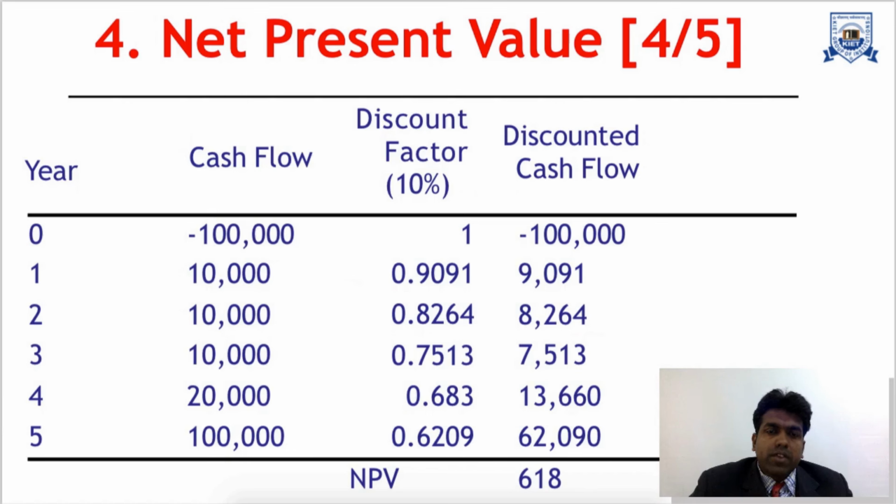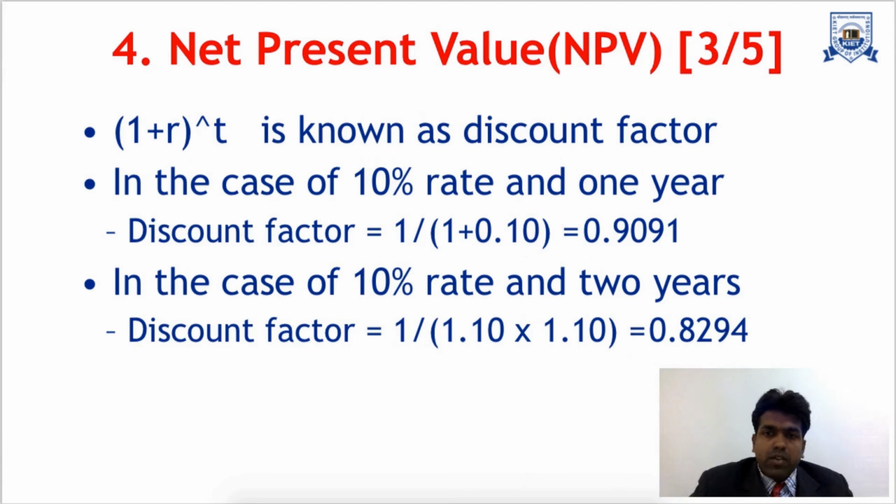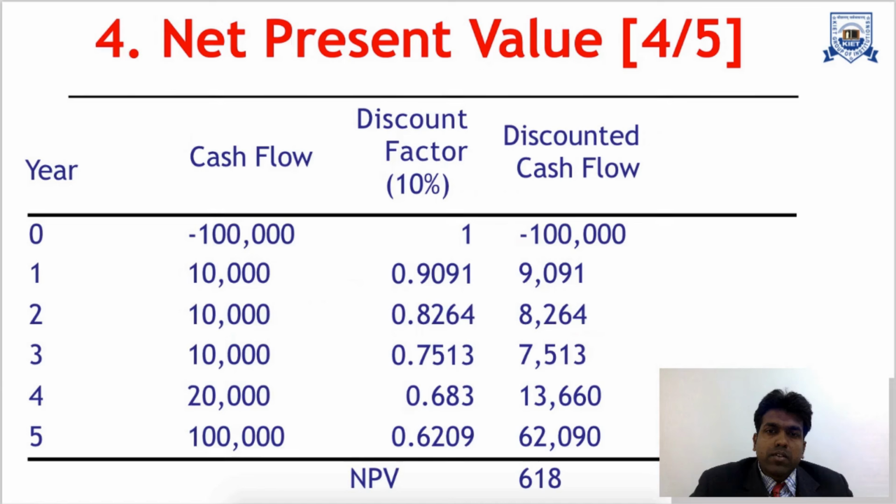Same as for the second year, we have already calculated here, so it is this one. For the third year, it will be the power of 3, so this value will come. For the fourth year, it will be the power of 4, and then power of 5. So these are the discount factors for a particular year.